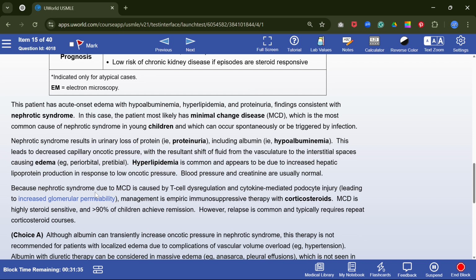Nephrotic syndrome due to MCD, minimal change disease, is caused by T cell dysregulation and cytokine mediated podocyte injury, leading to increased glomerular permeability. Management is empiric immunosuppressive therapy with corticosteroid. Minimal change disease is highly steroid sensitive. More than 90% of children achieve remission. However, relapse is common and typically requires a repeat corticosteroid course.